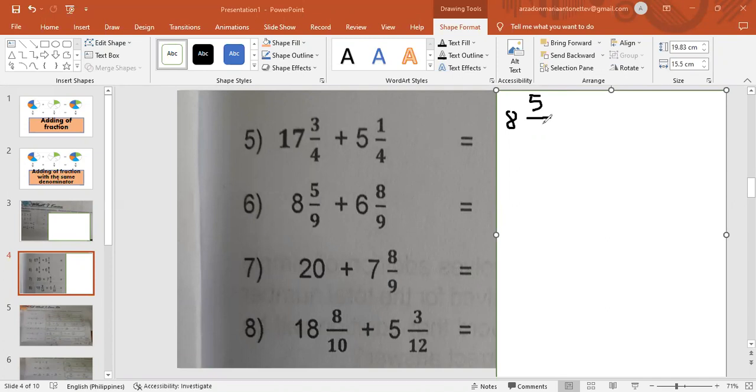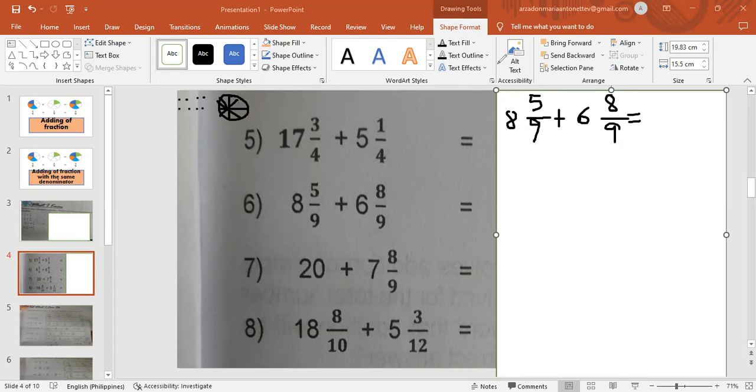And then 5 over 9. And then plus 6 and 8 over 9 equals. So, what is the illustration for that? We have another 8 pizza. 1, 2, 3, 4, 5, 6, 7, and 8. And the other pizza has 9 parts. 1, 2, 3, 4, 5, 6, 7, 8, and 9. Okay, but only 5 are shaded.